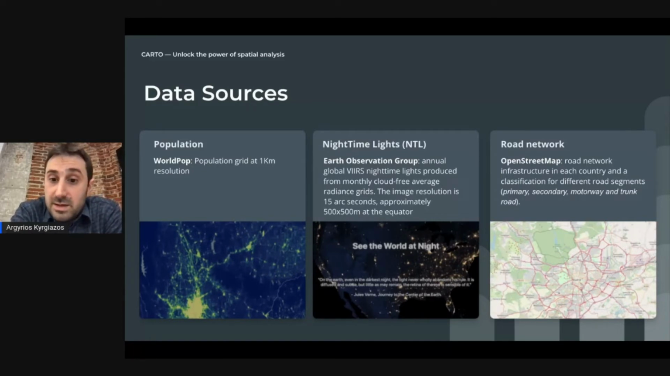And the third dataset that we used was the road network, and for that we use only 5 different road segments, the ones for which we were confident that the availability and the quality were good enough. So basically we used the highways: primary, secondary, motorway, and trunk road. We use these data sources, and we had to combine all of them at a global level.